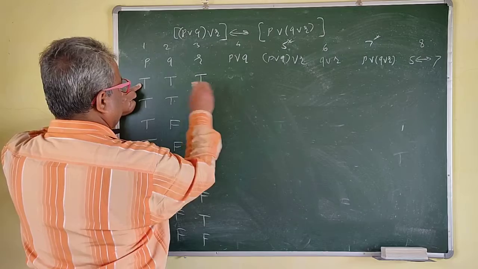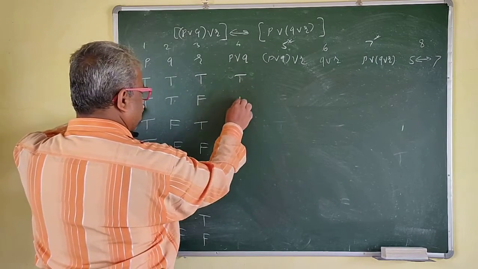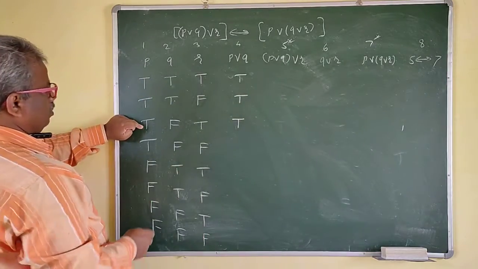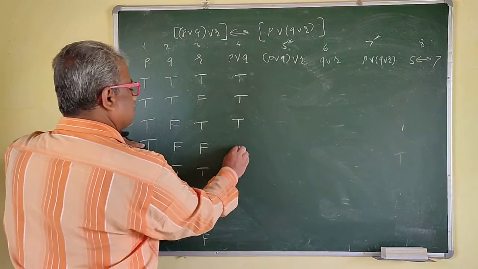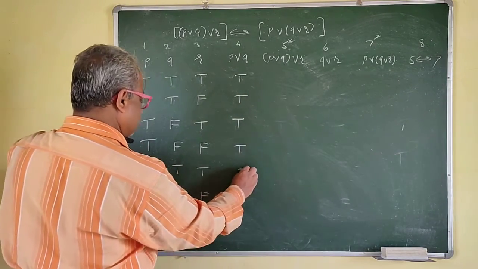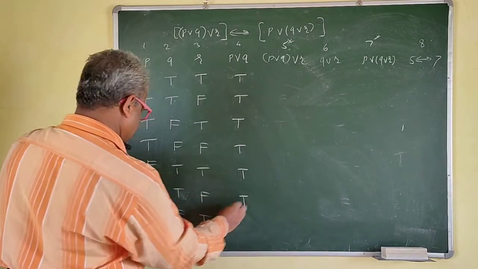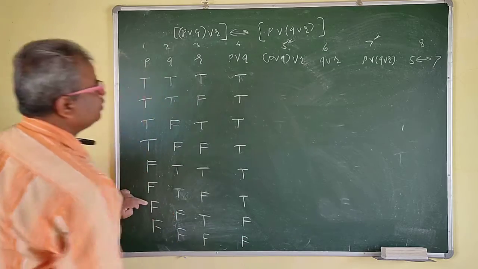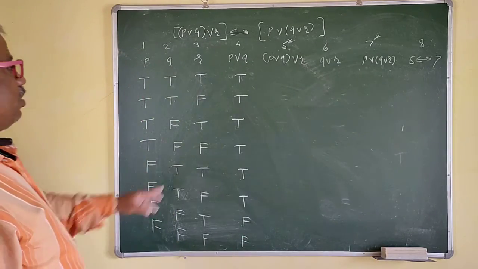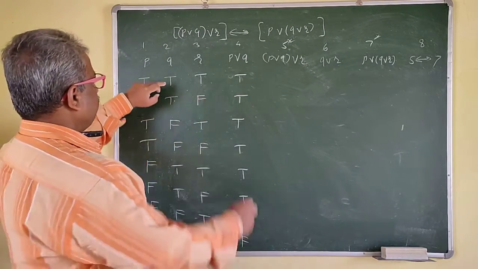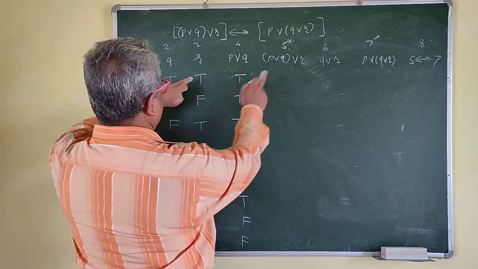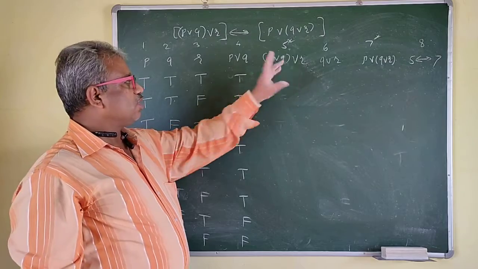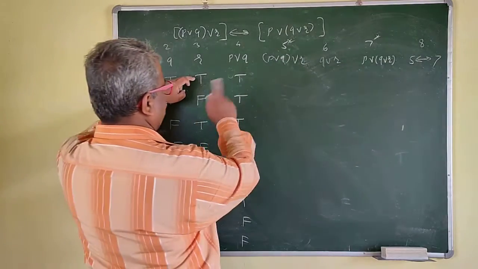P and R: T and T is T. T and F is T. F and T is T. F and F is F. Now we will connect with R. You may say P or R, or this one or this, it doesn't matter. This is commutative.